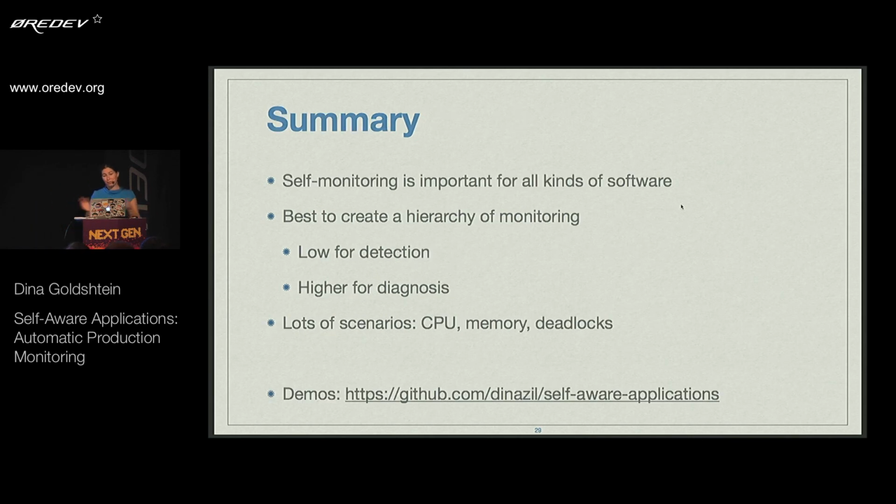So that's it for today. We saw that it's important to monitor all sorts of applications, no matter what kind of deployment environment we're developing for. We saw how to tackle the problem using a hierarchical monitoring scheme, low overhead for detection, and higher overhead for diagnostics. And we saw several scenarios where this can be applied: CPU usage, memory usage, deadlocks.